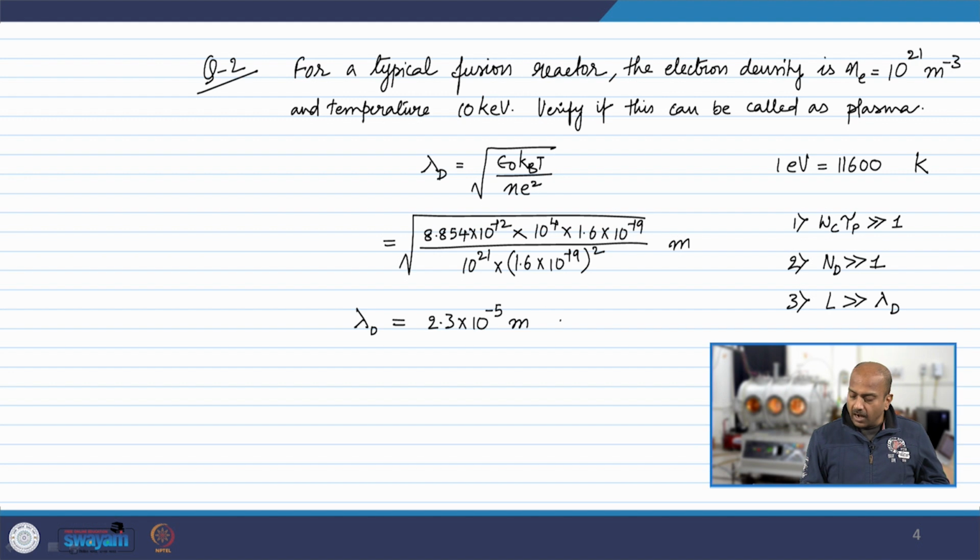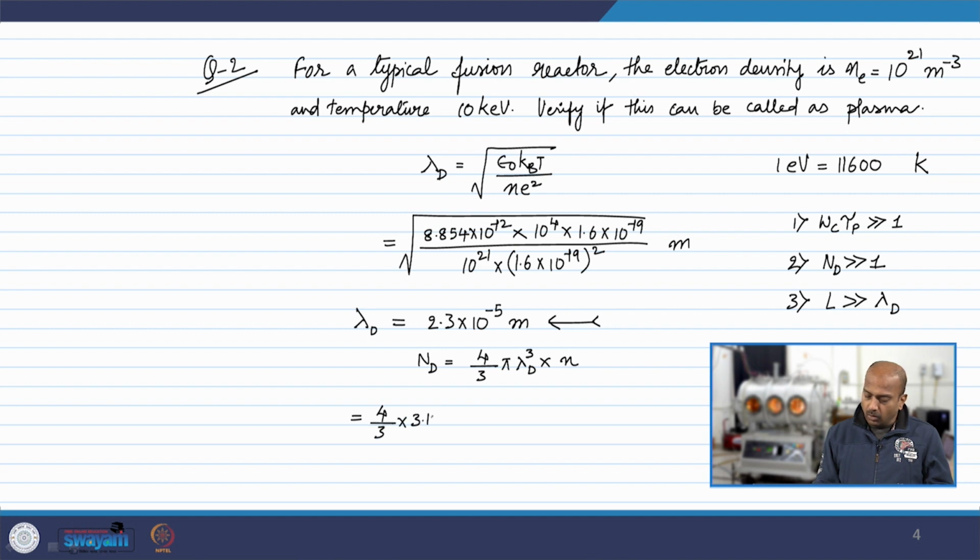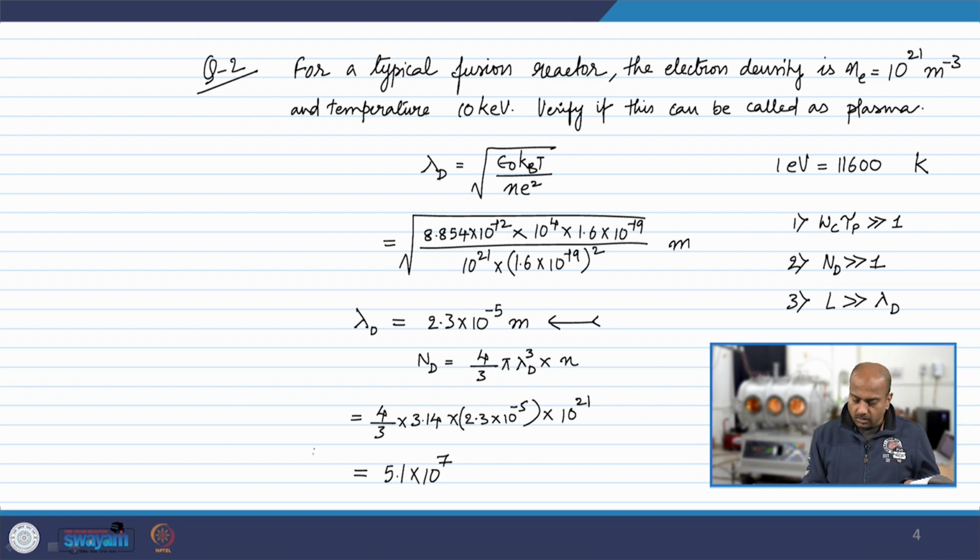But this does not guarantee the condition of plasma, right. So, we have to see the number of particles inside the plasma, which is 4 by 3 pi lambda d cube into n, which will be 4 by 3 into 3.14 into lambda d cube, that is 2.3 times 10 to the power of minus 5 cubed, into 10 to the power of 21. If you do this, you will get 5.1 times 10 to the power of 7. What is this? This is Nd. Nd is called the plasma parameter.